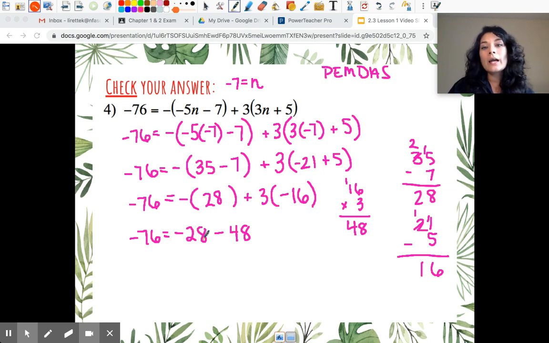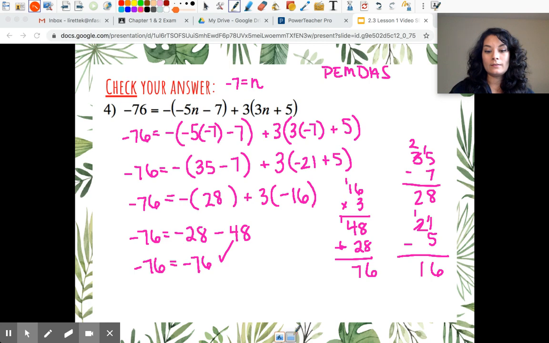Last but not least, I have to combine my like terms here, which are both constants. They're both negative, so I'm going to add them together. So I'm going to take this 48 and just add the 28. I'm going to pretend they're both positive just to see what I get for my sum first. 8 plus 8 gives me 16, carry the 1. 4 plus 2 gives me 6, plus 1 gives me a 7. So this side has a -76, and this side has a -76. So we found the correct solution.